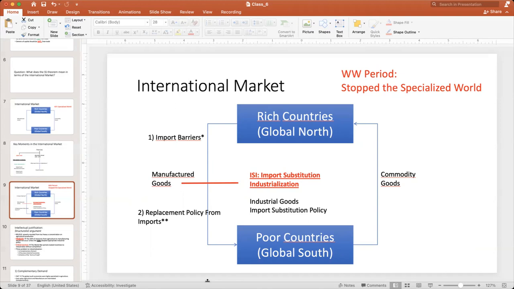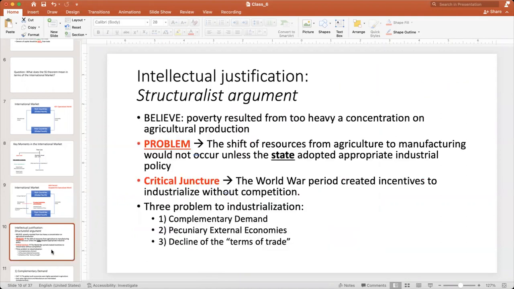So your optimal decision is to buy the cheaper good. That doesn't mean that it is of less quality. In fact, it could have higher quality because the Global North has comparative advantages to produce this type of goods, manufacturing goods. But in this moment, there was no competition. So the World War period opened a window of opportunity.